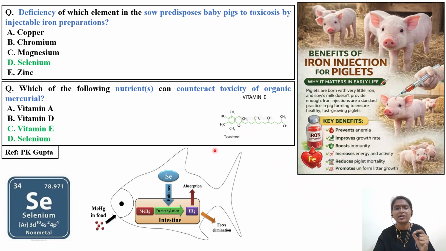Another important thing you have to remember is that selenium is acting as an antagonist. So this particular concept also you have to read. So selenium acts as an antagonist. As a result, methyl mercury demethylation to make mercury is going to stop. So that is the concept here you have to remember.